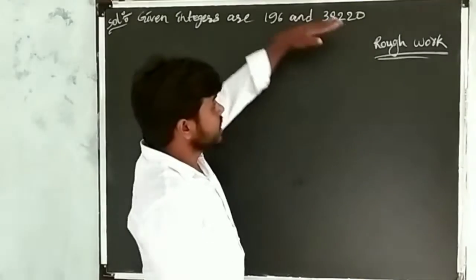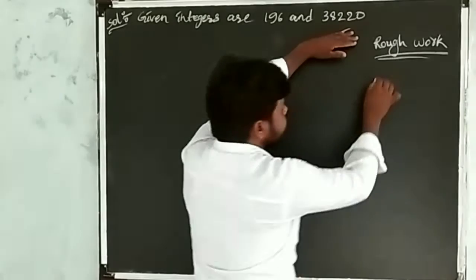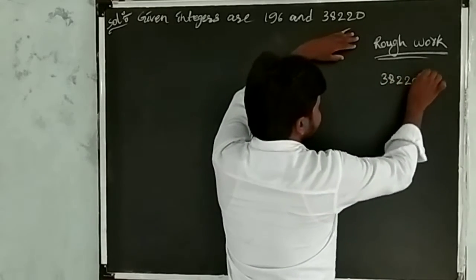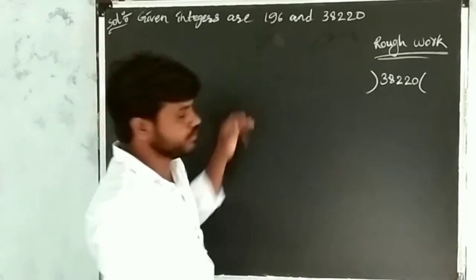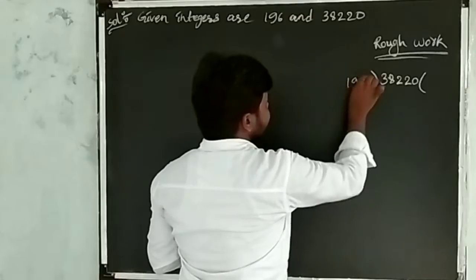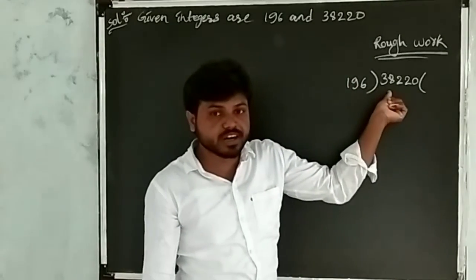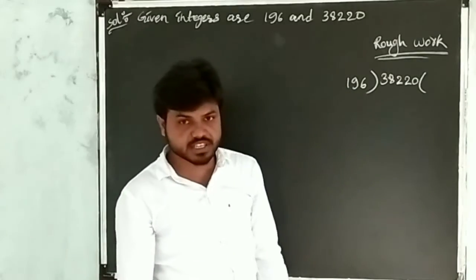See here, I am taking this 38,220 as dividend, and I am taking 196 as divisor.